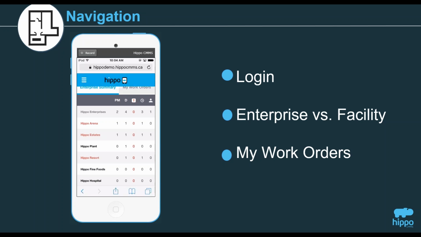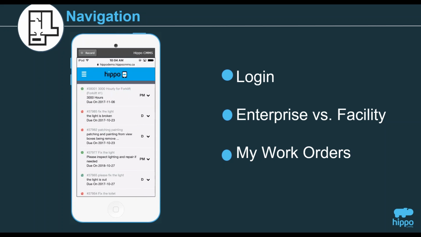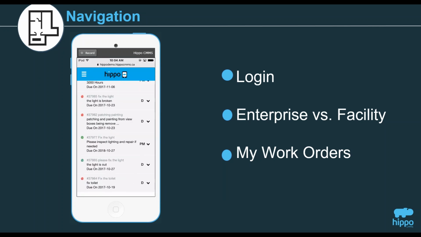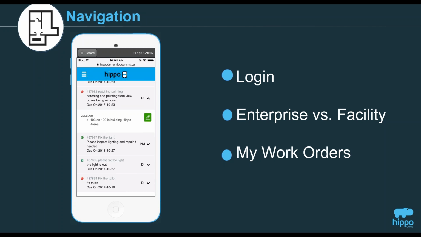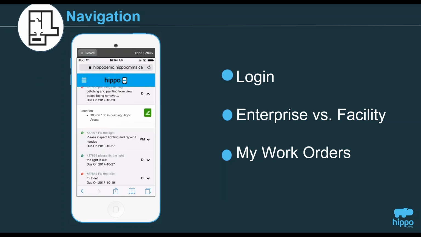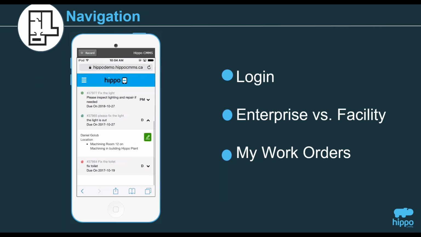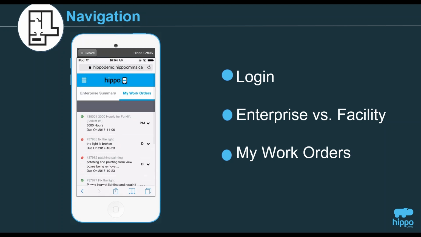If I click here, with my login, I can see all the work orders that I have either created or have been assigned to. We can see a couple PMs, a couple demands. As I click on the drop-down arrow, it's going to show me the location of where these work orders are located. Now, this is an enterprise summary of all the work orders that I've been assigned to or have been created.